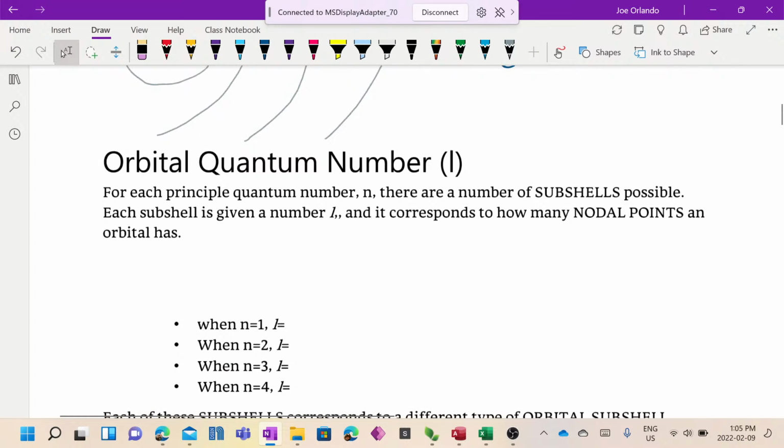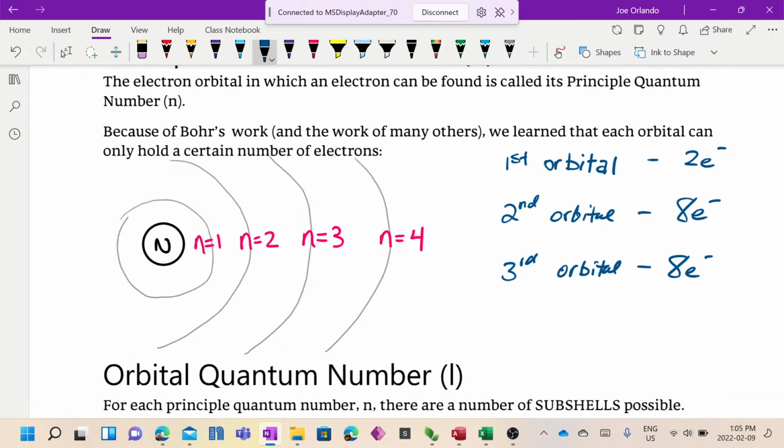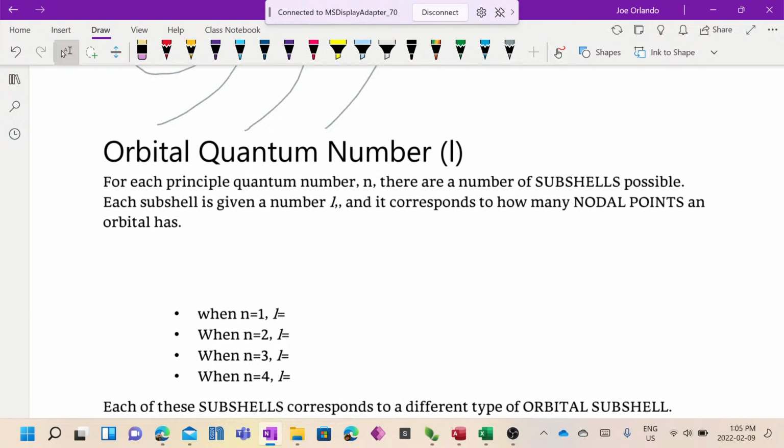So here's the basic idea, and this is where we're going to get going. For each shell, for each principal quantum number, for each orbital, there are a number of what we call subshells or suborbitals. Each subshell is given a number L. So this is the equivalent of an address. For example, if you go on any street in Welland, there's a number of houses, right? If you were going to give your address, you would give the street you're on, and then the house number. That makes sense, right? This is comparable to that. If n tells you what orbital you're in, what street you're on, L would serve to be like your address.